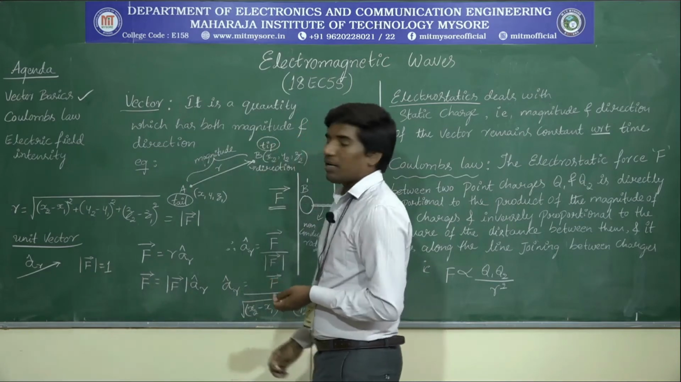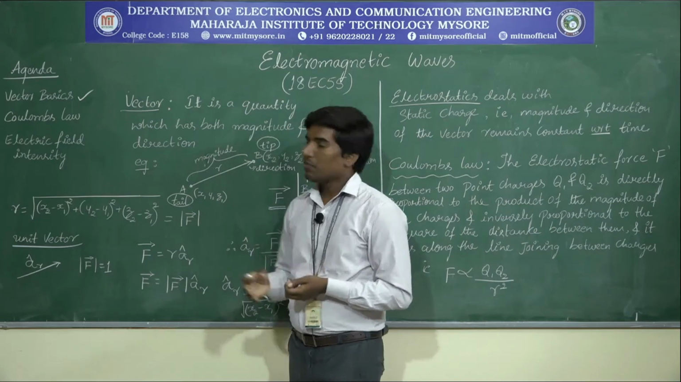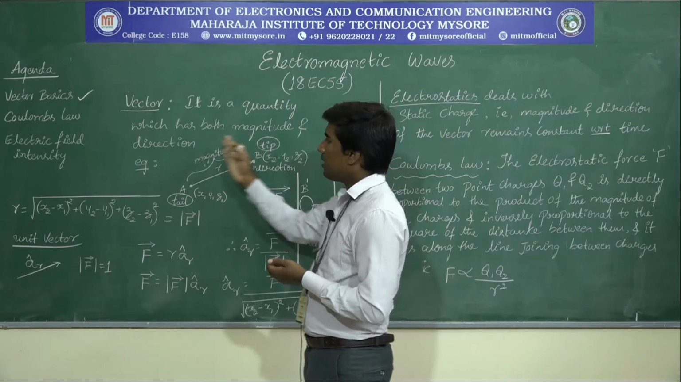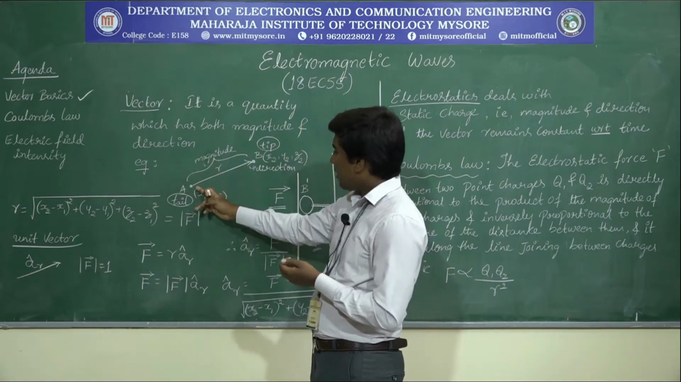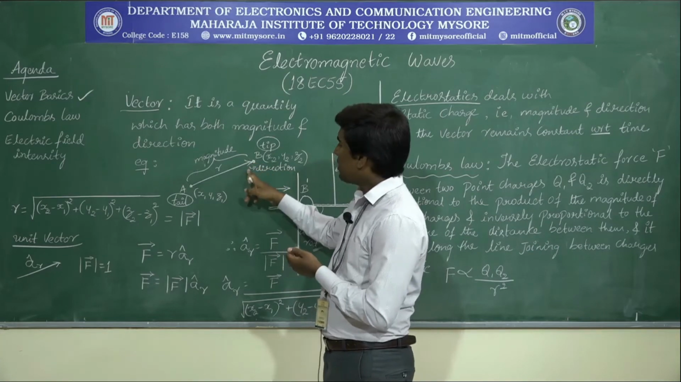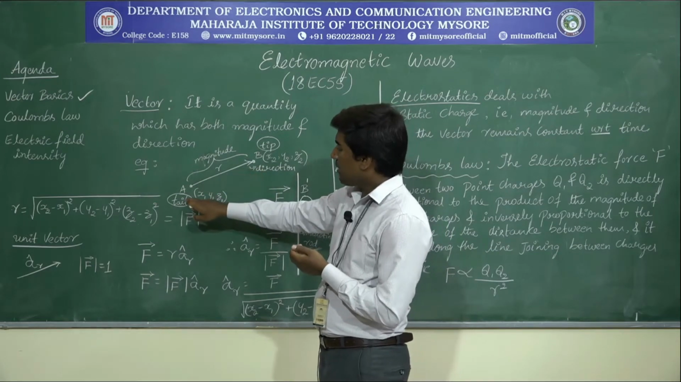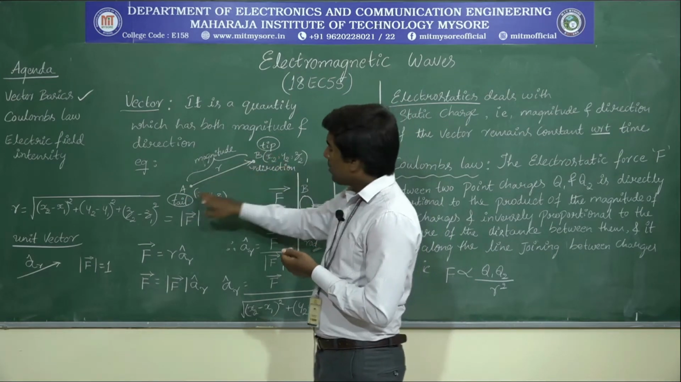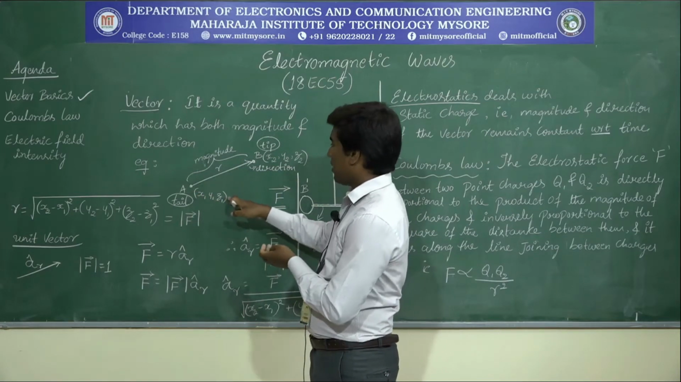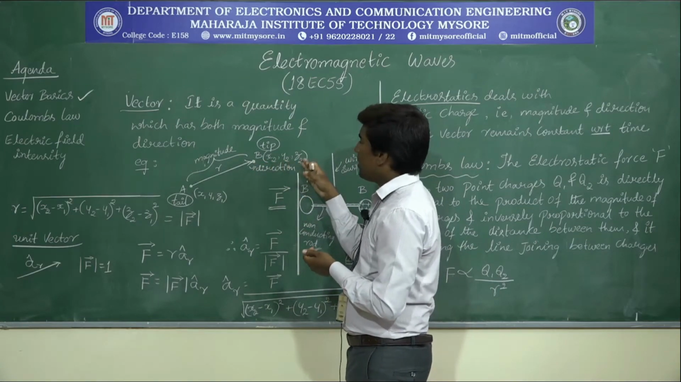Okay? So let us see the vector basics first. What do you mean by a vector? A vector is a quantity which has both magnitude and direction. So see here, a vector is represented by a line segment with an arrowhead, which has a tail and a tip. The coordinates of the tail are x1, y1 and z1, as considered here. The tip coordinates are x2, y2 and z2.